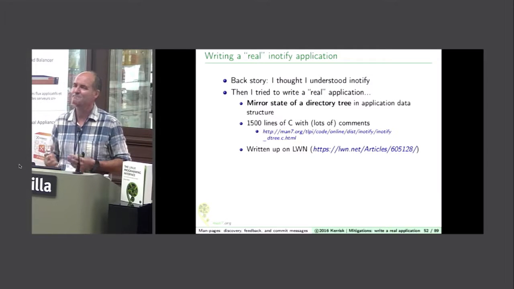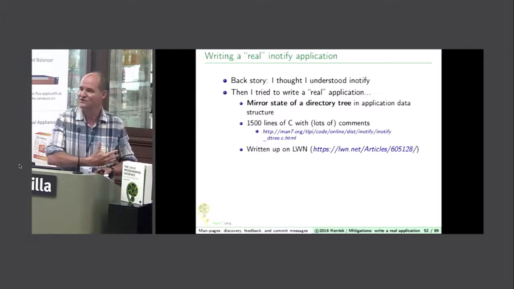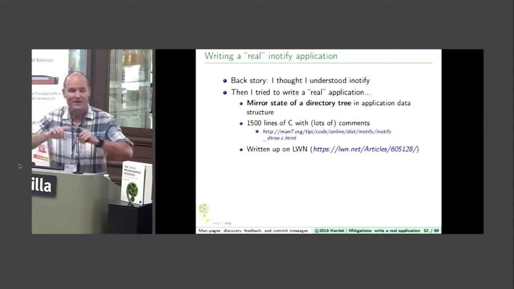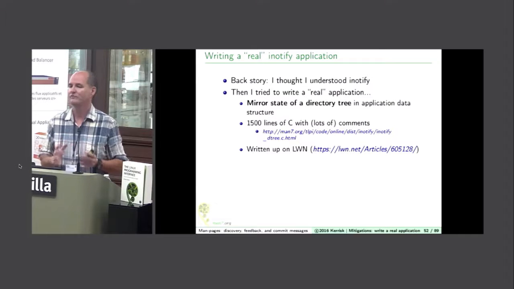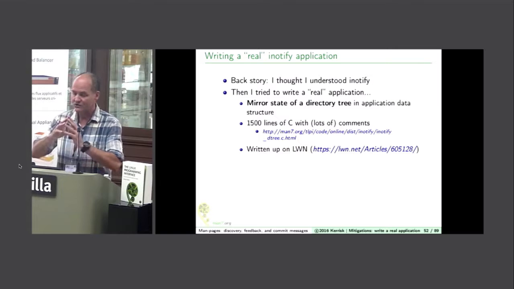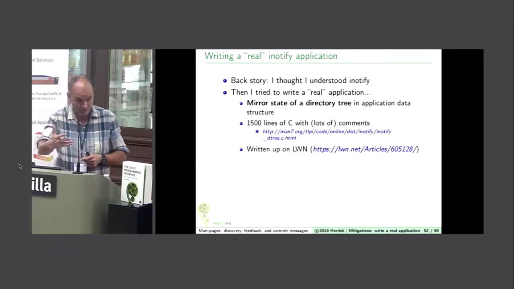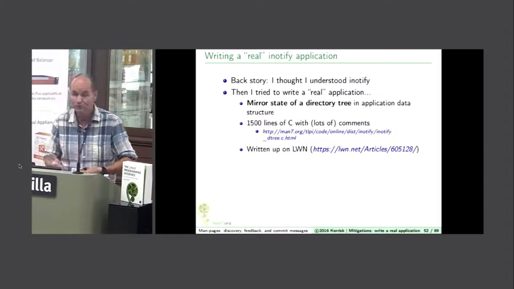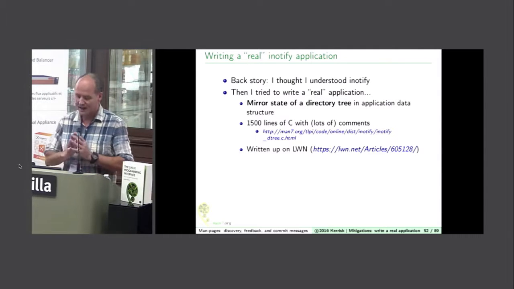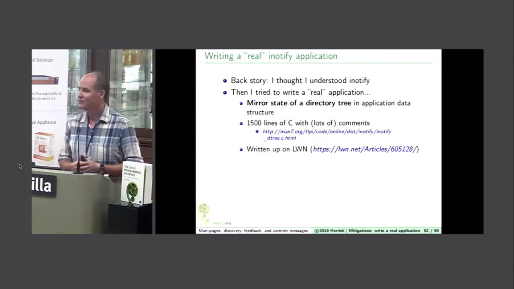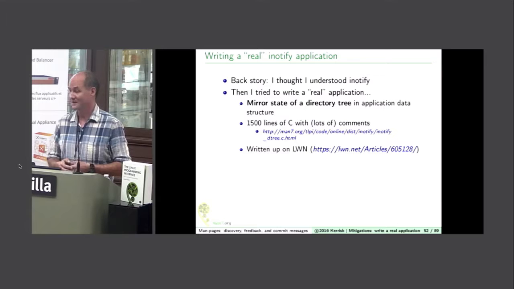But it was an application that tried to mirror what applications that use inotify actually do, which is to essentially cache inside the application a representation of the state of the file system or of a part of the file system. So my application recorded inside the application the shape of the directory tree. And when the directory tree was changed or directories were added and removed, my application caught all of those changes and tried to ensure that it maintained an accurate representation. That took me 1,500 lines of C code with a lot of comments.